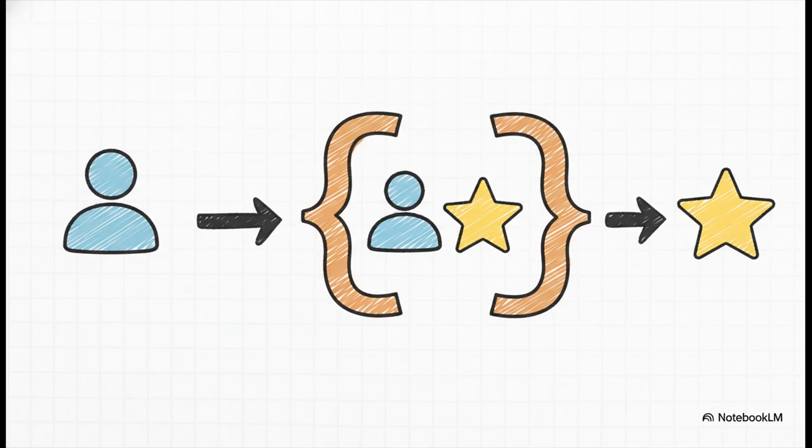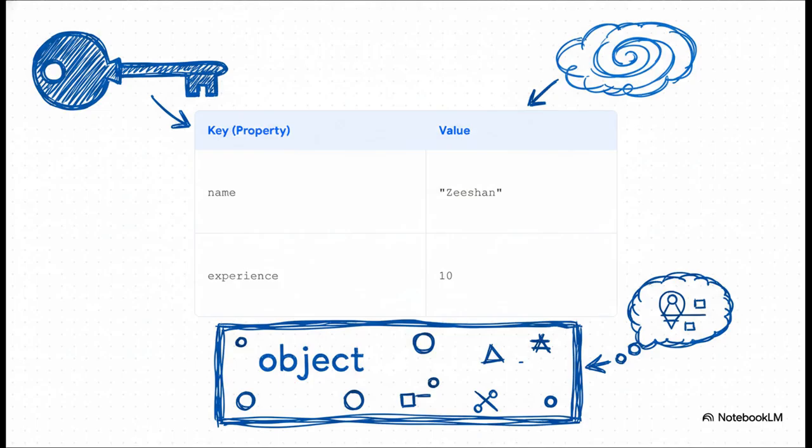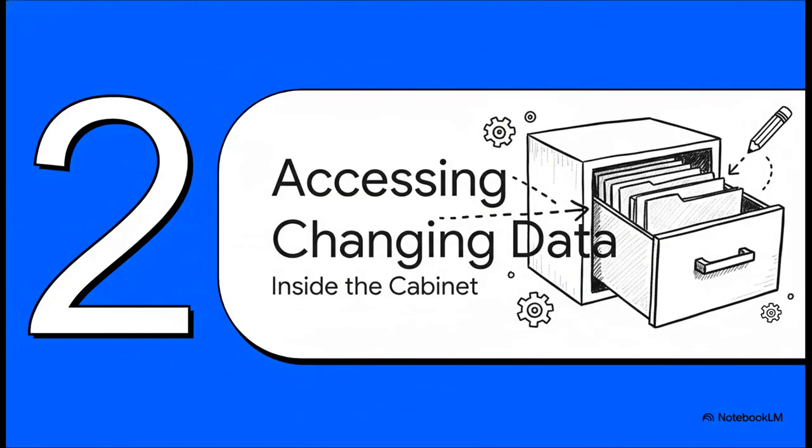And boom, here is the solution. See those curly braces? That's how we create an object. We've called this one teacher, and inside we've bundled that name and experience together. Just like that, everything is neatly organized in one single place. Let's look at the anatomy of this thing. The key, like name, is just the label, and the value, like Zishan, is the actual piece of data. When you put them together, they form a property. So really, an object is just a collection of these properties. Simple as that.